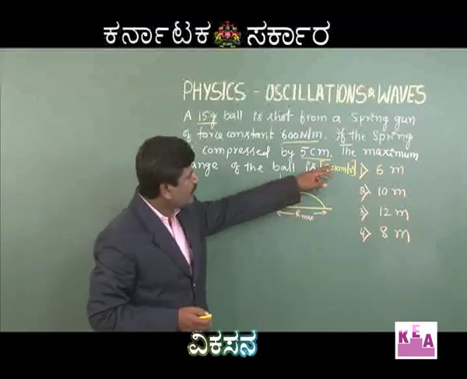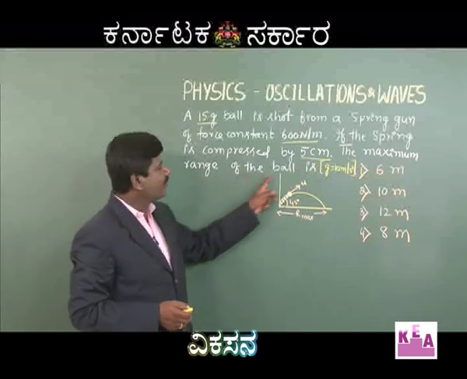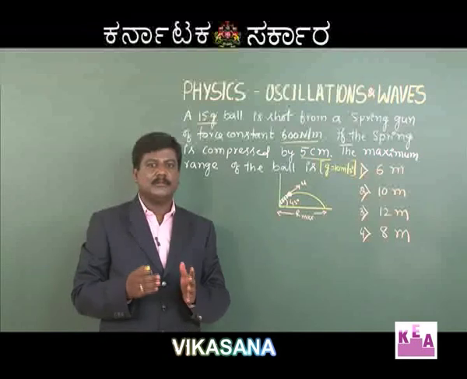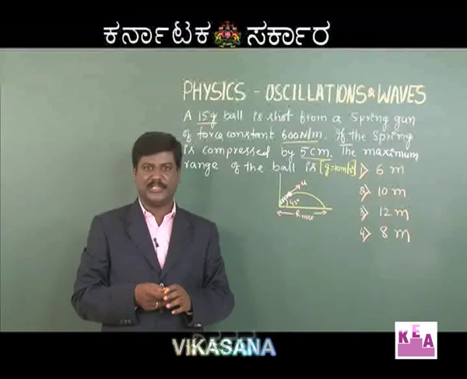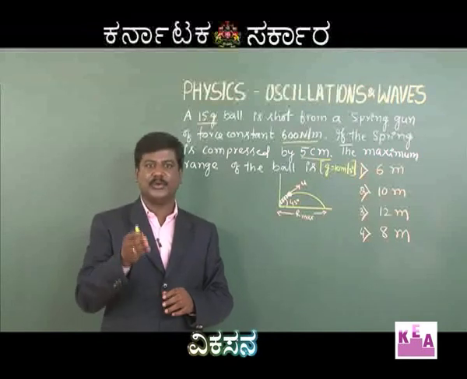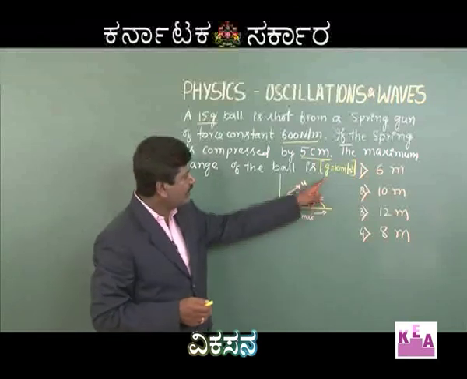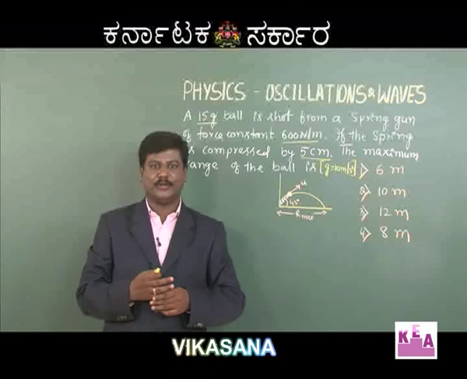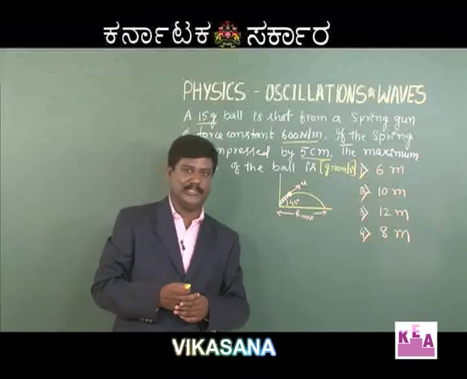In the next part, our aim is to calculate the maximum range of the ball. The maximum range of the projectile is given by u squared by g. g is already given as 10 meter per second square. Our aim is to calculate the value of u square. How do we calculate u square?